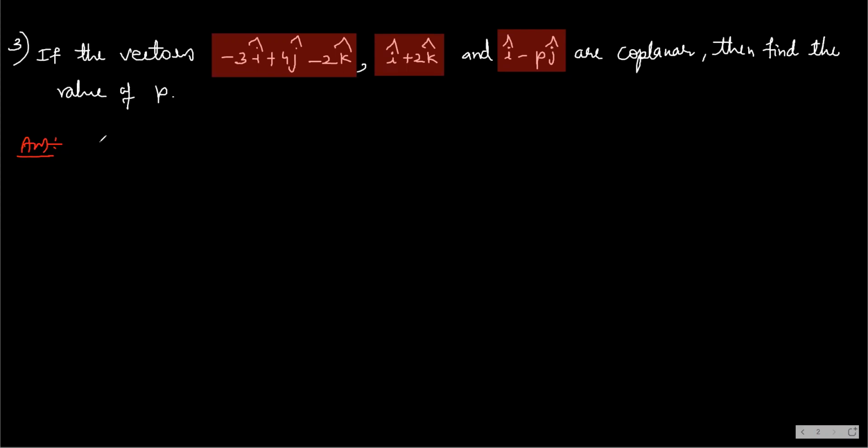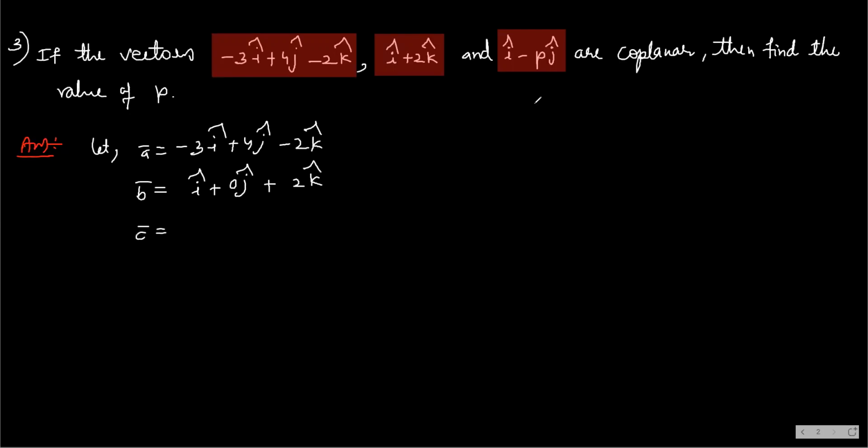a bit elaborative. So you will write let a bar equals this, minus 3 i cap plus 4 j cap minus 2 k cap. B bar equals this vector, i cap plus, see, there is no j cap, means 0 j cap, plus 2 k cap. Then you have c bar. What is c bar? i cap minus p j cap plus 0 k cap.